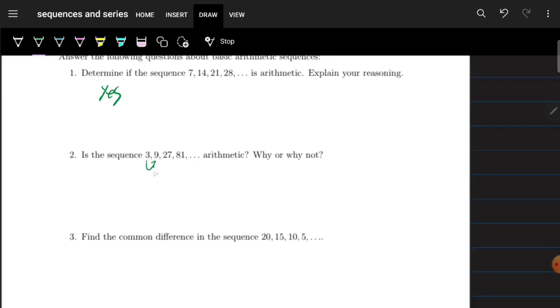So let's see, from 3 to 9, that's plus 6. From 9 to 27, that's plus 18. And so on. So we can see that the pattern is not arithmetic. In the next video, we'll see that this is actually what we call a geometric sequence. But for now, the point is that the difference changes, right? It's going from 6 to 18, so this is not arithmetic.